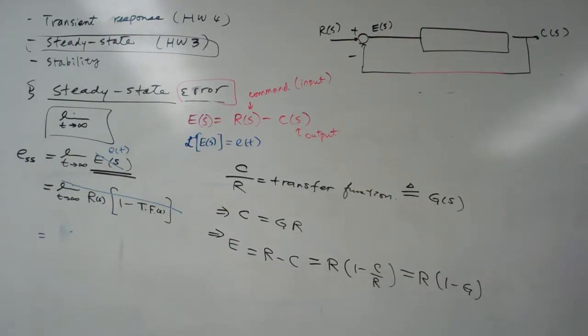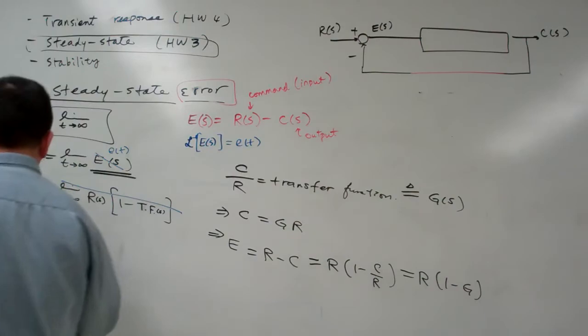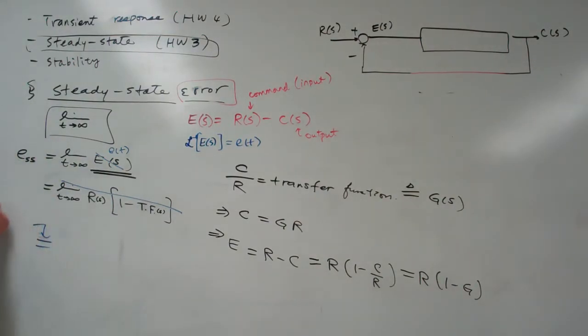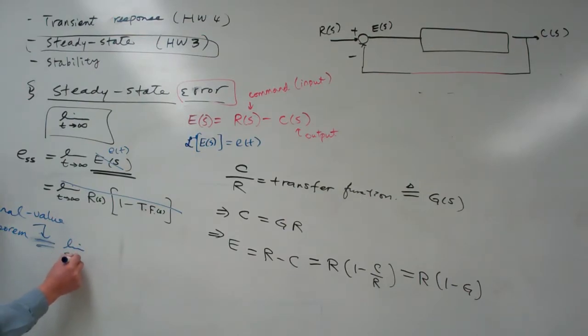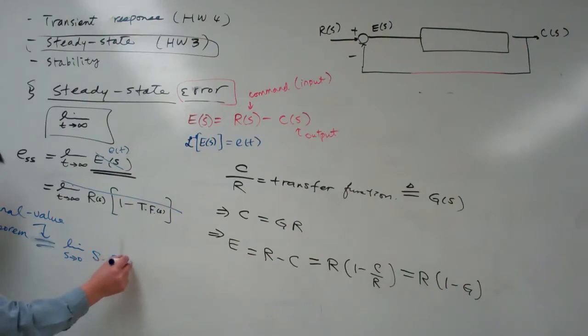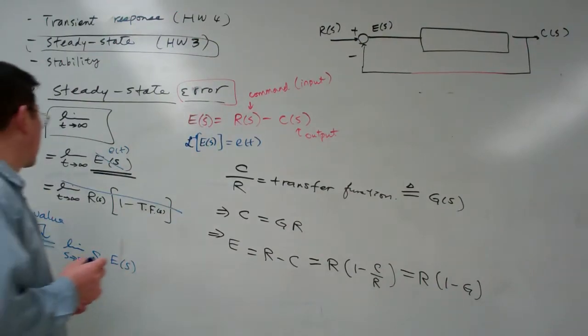Is this the final value theorem? Yes. So here we applied what is called the final value theorem. Check on your table, on your handouts, that will be equal to the limit as s approaches 0 of s times E over s. So that is where we can apply it.